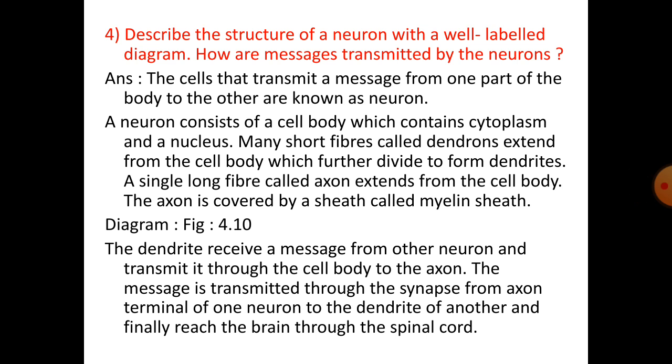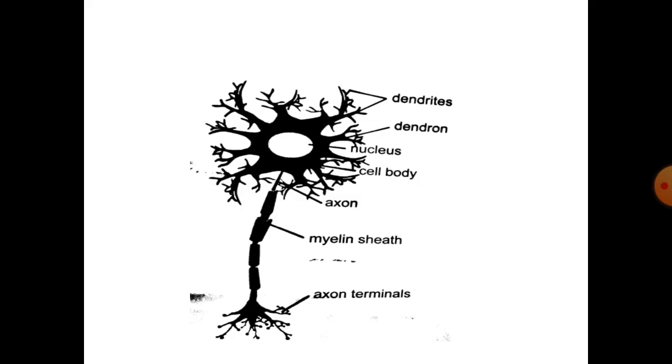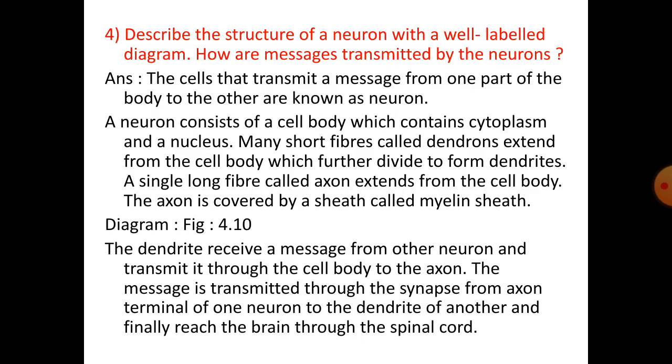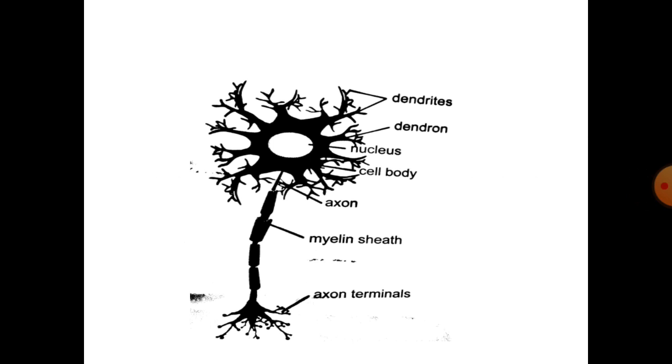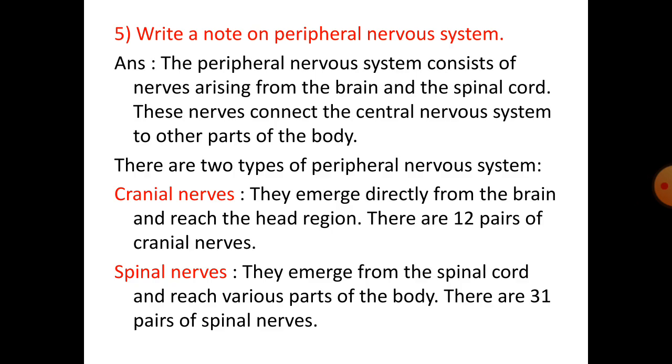The dendrite receives a message from other neuron and transmits it through the cell body to the axon. The message is transmitted through the synapse from axon terminal of one neuron to the dendrite of another and finally reaches the brain through the spinal cord. So, this is the diagram that you have to draw.